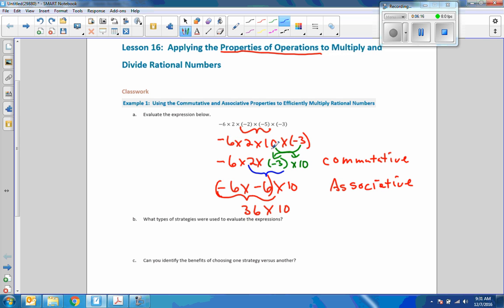Even up here at this top part, I decided to multiply these two first. So if I put parentheses around that, that means do that first. That's associative as well. Okay? If you put parentheses and group something and work on those two things, then that's the associative property when you put them in parentheses. Now 36 times 10 equals 360, and we have our answer.